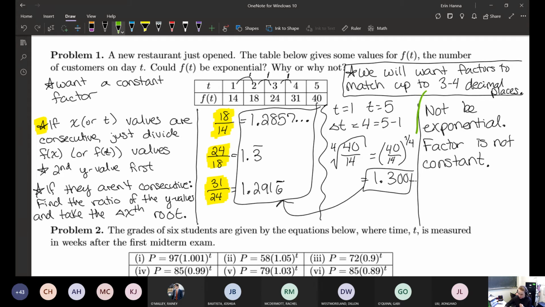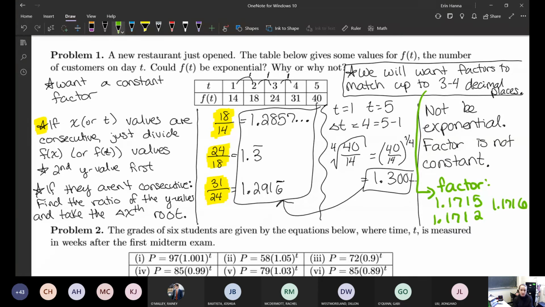I'm going to do this in a different color so that you know that it's not actually about this question. Say the factors that we got by doing these ratios were 1.1715, 1.1712, and 1.1716. Say those were our factors that we found by taking these ratios. Since those numbers match up to 3 decimal places, we're going to say it's good enough, and it can probably be at least estimated using an exponential function.